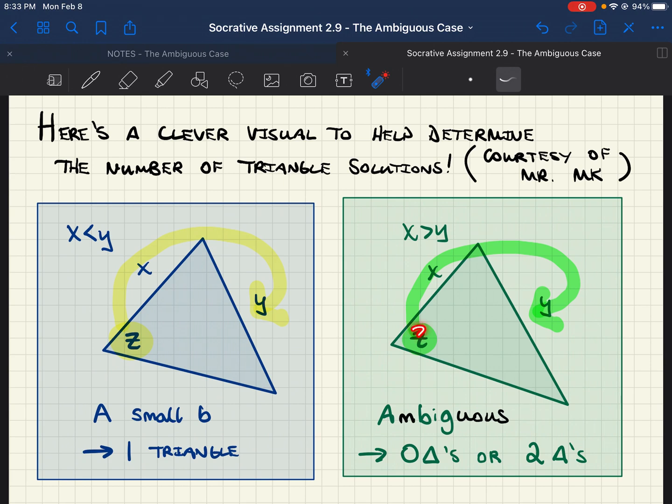And now let's look at kind of the opposite. We have the same setup. Here's angle Z, and if we trace along to side Y, or the side across from that given angle, if the other side ends up being bigger, then this turns into an ambiguous situation. Ambiguous meaning there are either 0 triangle solutions or 2 triangle solutions. So if that side on the way to the side across from the angle is bigger, then we have the ambiguous case with 0 or 2 triangle solutions. I thought this was a really cool visual, and we're going to end up using it here for the practice problems. We're going to try it out.